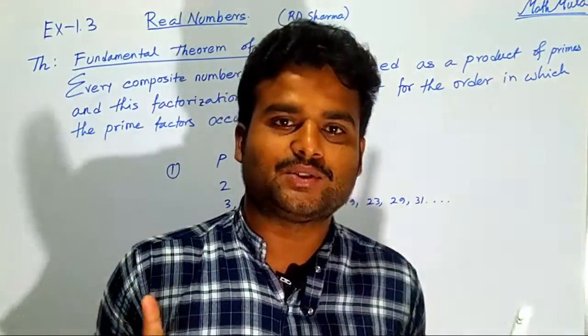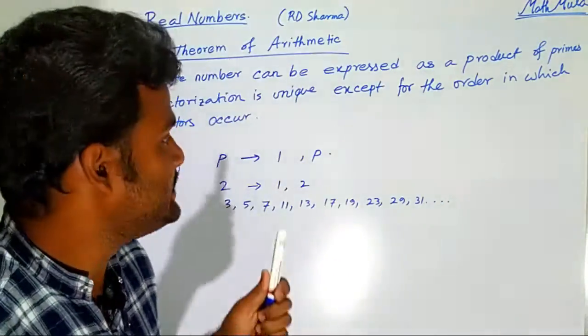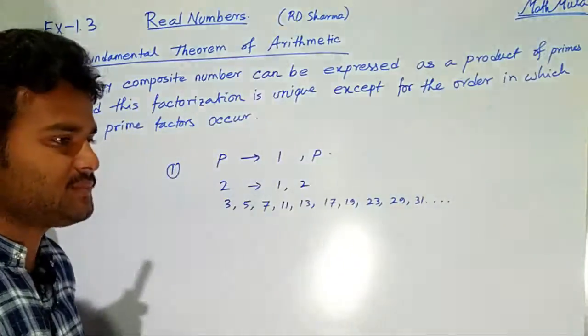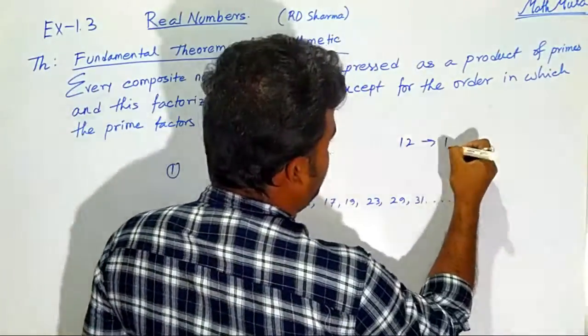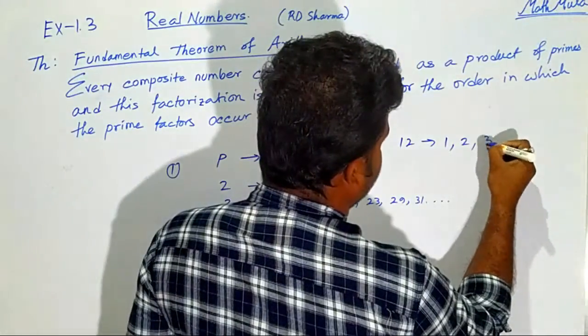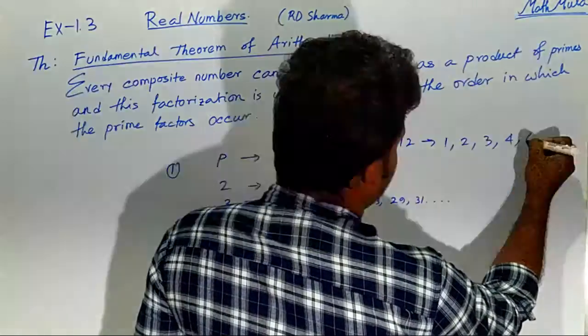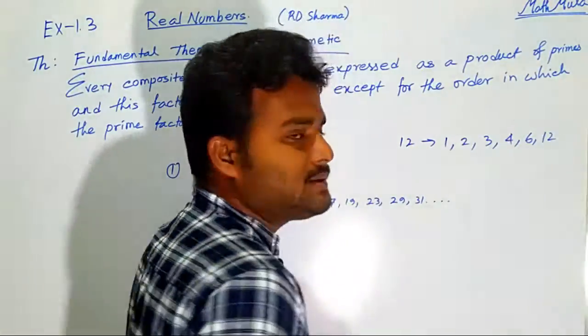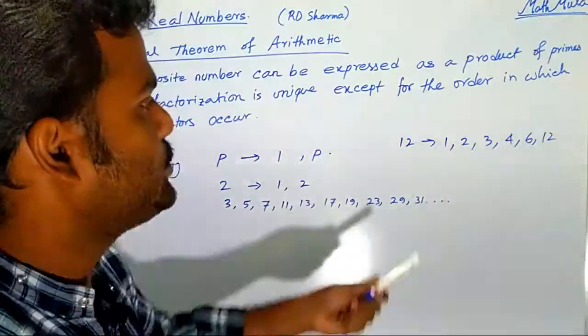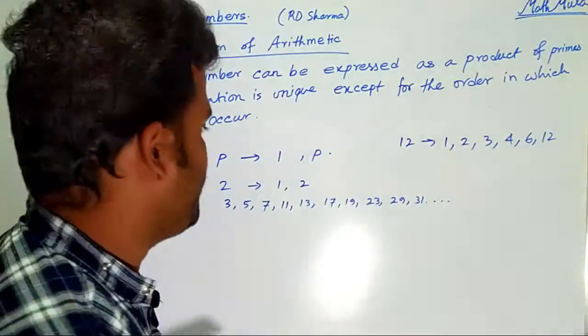What is a composite number? A number which is not prime is called composite. That means it has more than two factors. The factors of 12 are 1, 2, 3, 4, 6 and 12 itself. There are more than two factors, so 12 is a composite number.